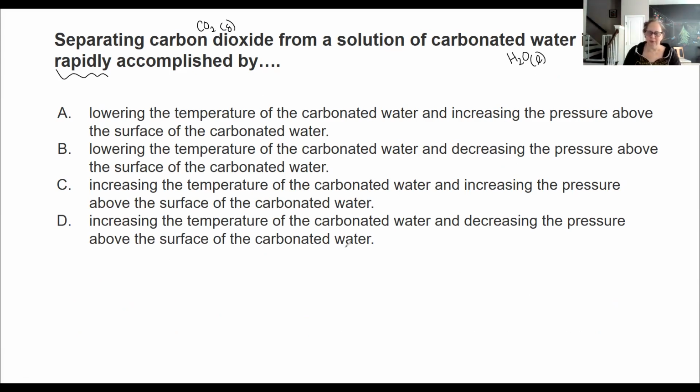Okay, so how do we make it go flat? Increasing the temperature. So C and D have that. We're going to cancel off A and B. Increasing the temperature will increase the ability for it to leave solution. Okay, what about the pressure? If we increase the pressure above the surface, then that's going to be more pressure pushing down on it. What's going to happen? Again, it's going to stay in a liquid state. It doesn't want to deal with that extra pressure. So our answer is D.